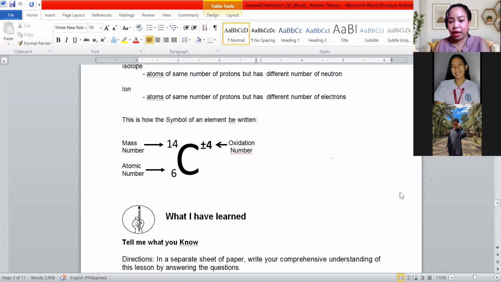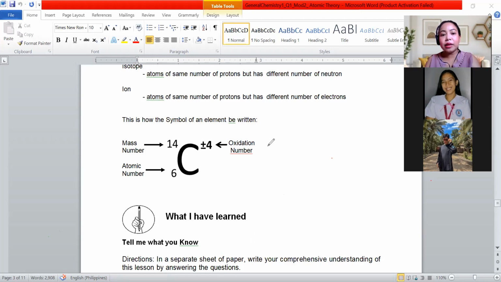So, let's have an example. Share whiteboard. What element do you like?